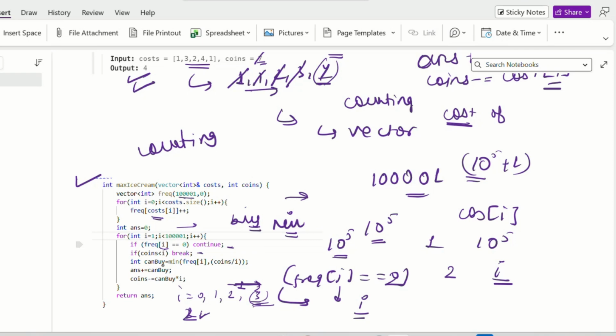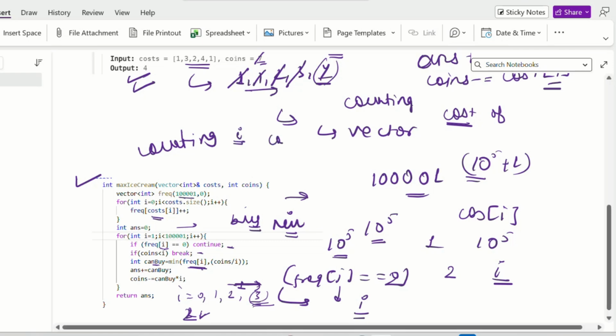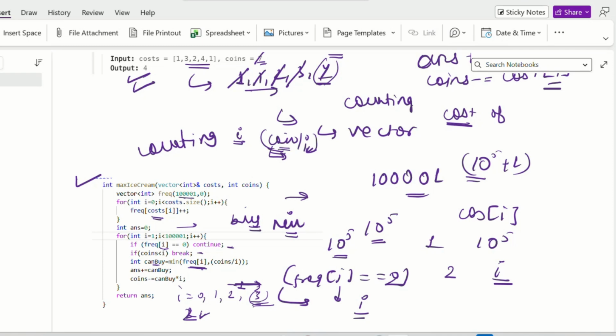Then I will use canBuy, meaning how many ice cream bars I can buy, which will be equal to the minimum of the frequency of I, that means the number of ice cream bars of cost I, and coins divided by I. Why coins divided by I? Because if we divide coins by the price, then I will be able to find out whether, with the coins I have, I am able to buy the ice cream bar or not, and how many ice cream bars I am able to buy. So the minimum of these both will give us the number of ice cream bars I can buy of cost I.